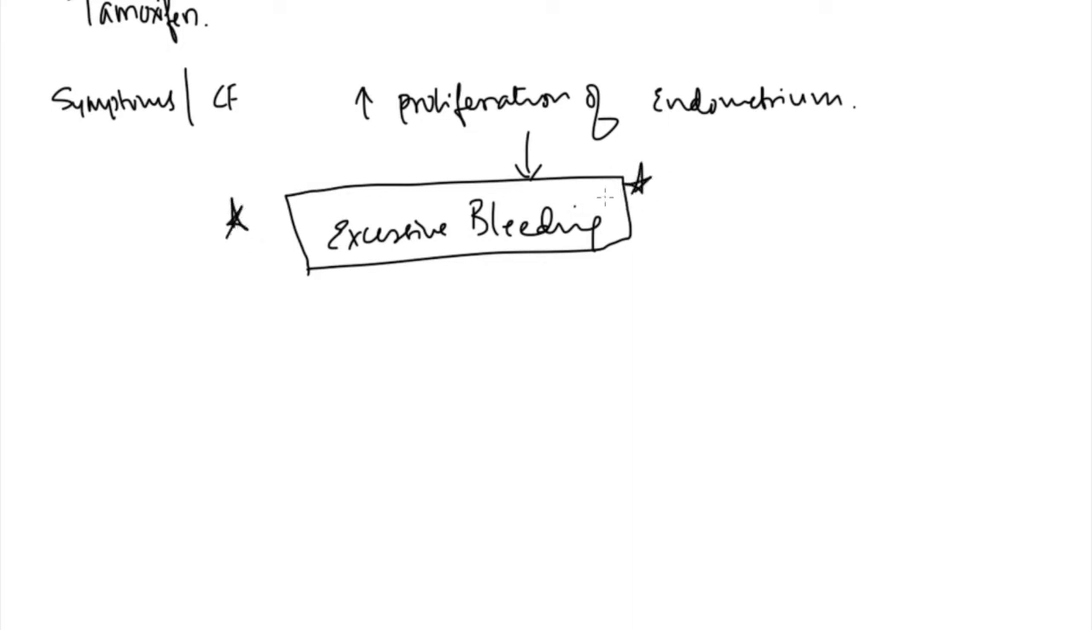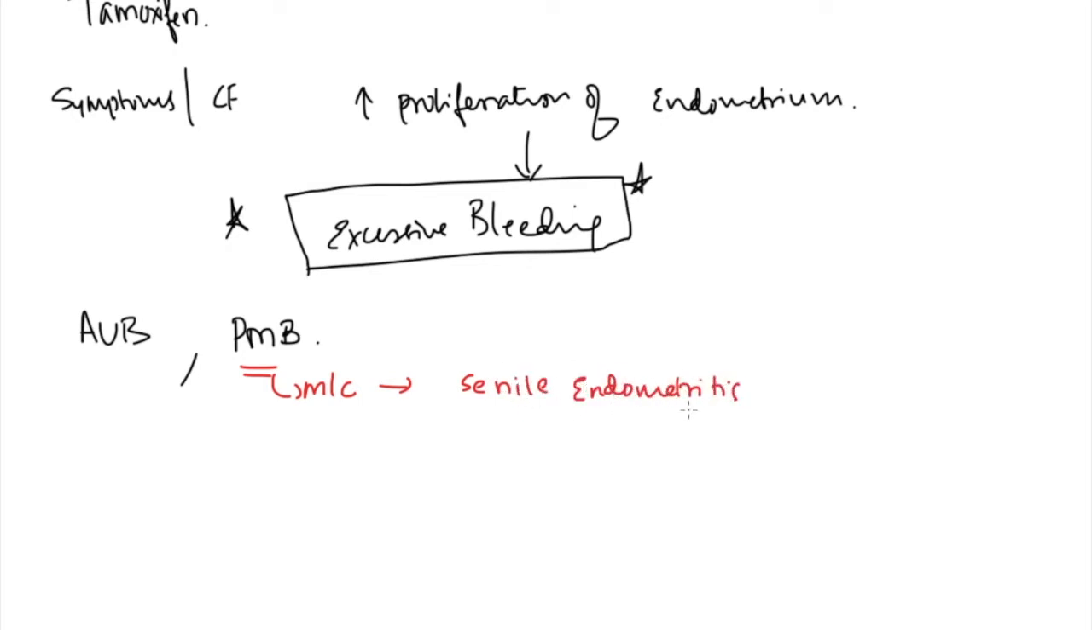In a perimenopausal woman, she'll come with abnormal uterine bleeding, or a postmenopausal woman can come with postmenopausal bleeding. But if they ask what is the most common cause of postmenopausal bleeding, the most common cause is senile endometritis. It's in the name. This is the inflammation of the endometrium. Why? Because of age related changes. So what is happening here? There's atrophy of the endometrium because of less estrogen. So that's the most common cause. Fine. So that is how the patient presents.